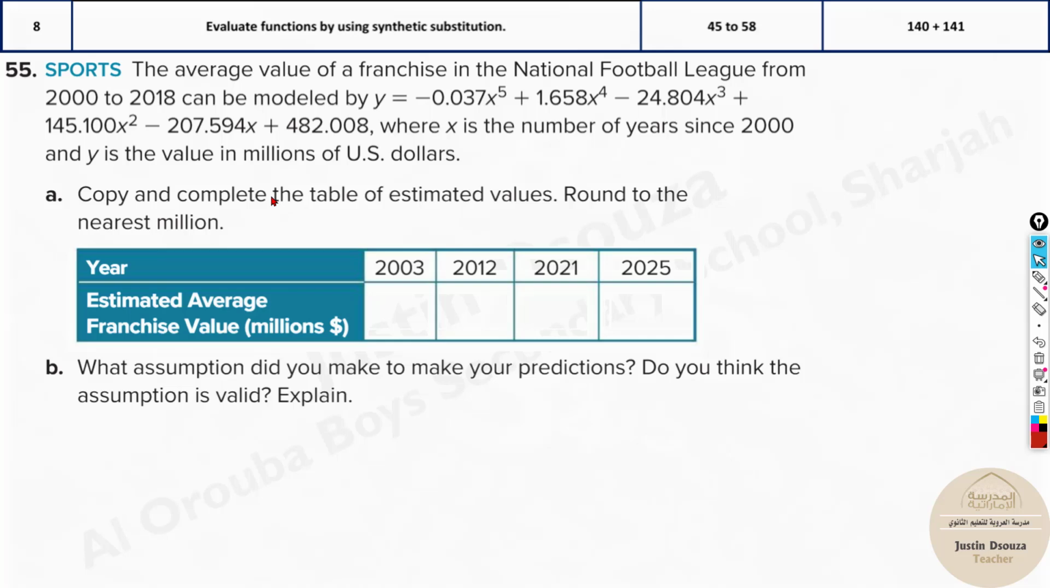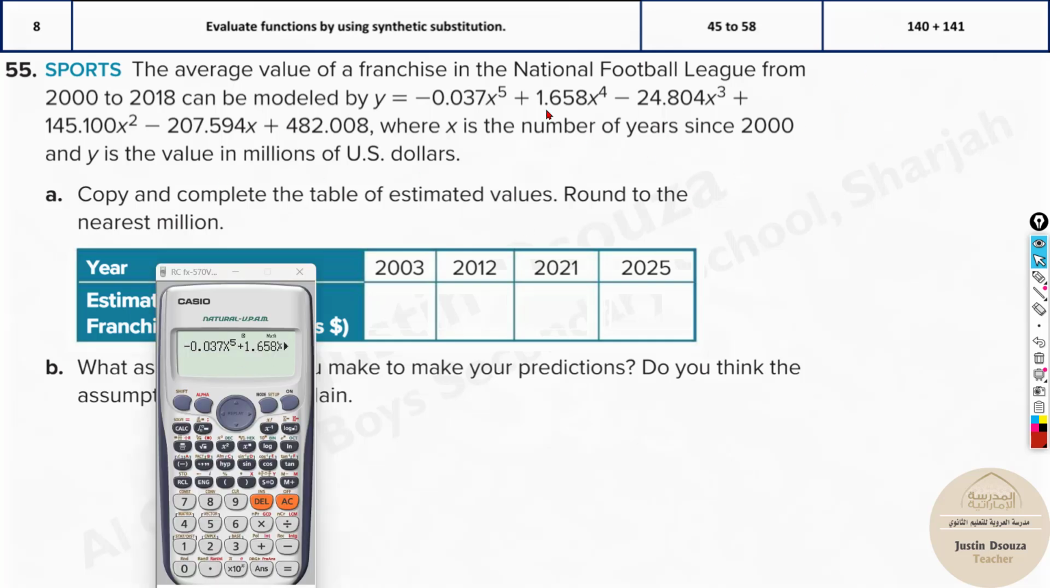Now here again, these are simple problems. The equation is given for the average value, and you need to find, see, it's from 2000 to 2018. This is the equation, it can be modeled. And now what you're doing is finding it at these certain years. You need to find the estimated average franchise value. So let us use a calculator. I've just typed the given equation over here. It's negative 0.307 x to the power 5 plus 1.65 x to the power 4.